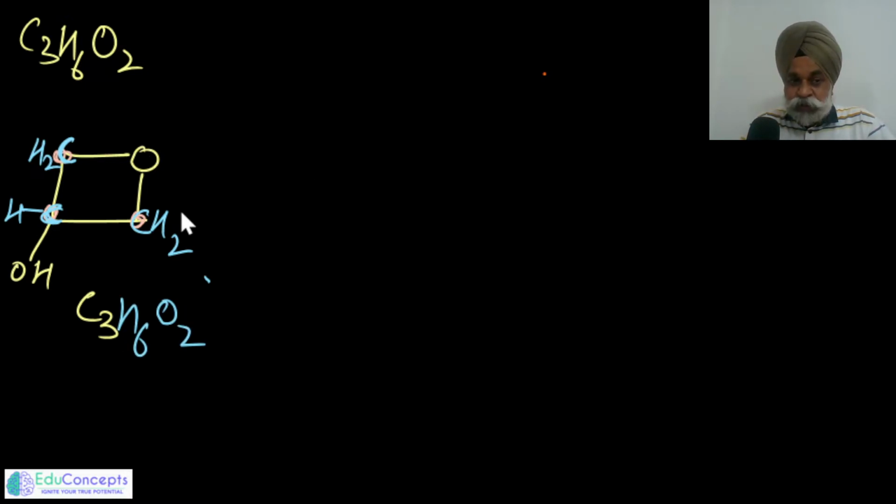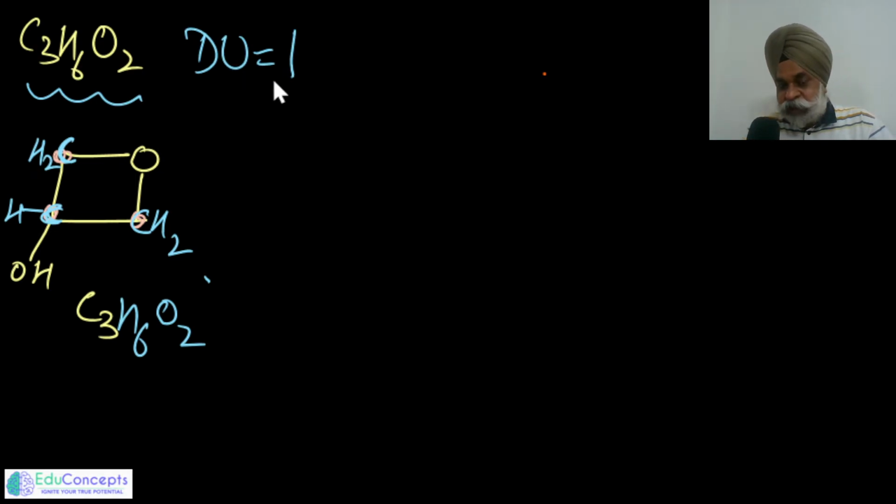So this way you should have this thing very clear in mind, that when you are given a formula, you just have to find the Du and try to make as many structures out of it, and in all those structures, if the functional groups are different, we will classify them in the category of functional isomers. So in this formula, many more can be generated.